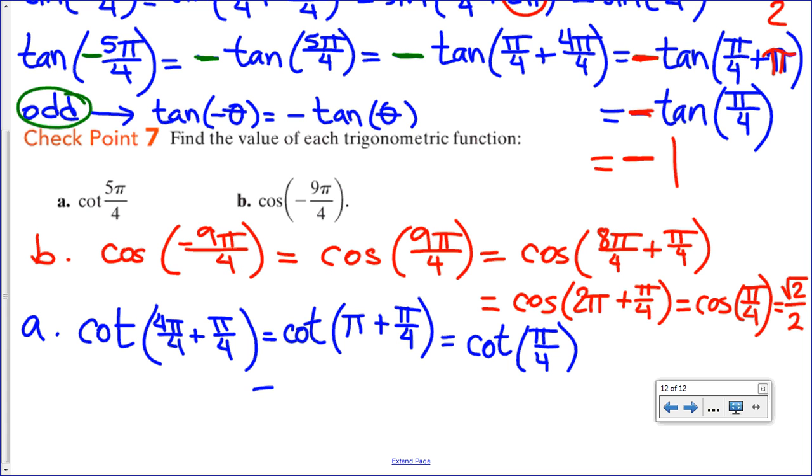Now, do you guys remember what was the cotangent of pi over 4? Think about it. If the sine is the same as the cosine, square root of 2 over 2 divided by the square root of 2 over 2. So if you divide them, you will get 1. So that will be tangent. So then cotangent will be the reciprocal of tangent. What's the reciprocal of 1? 1.